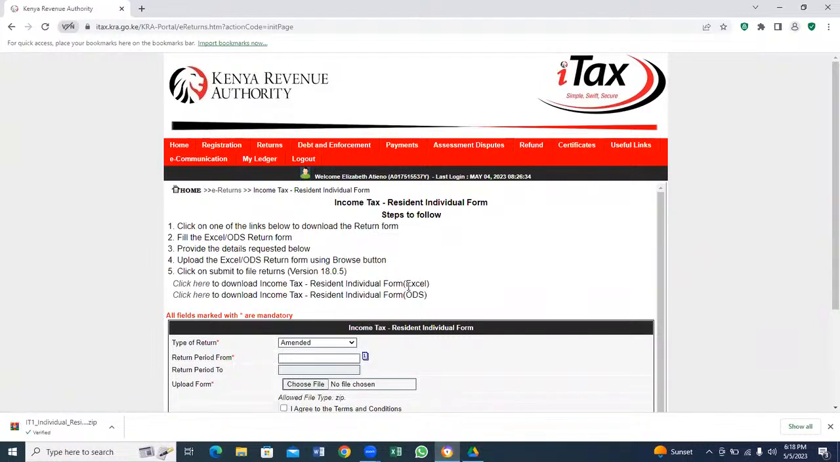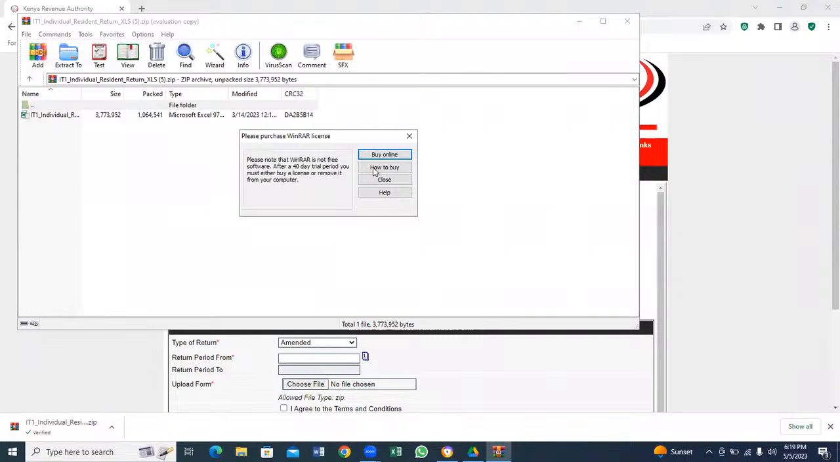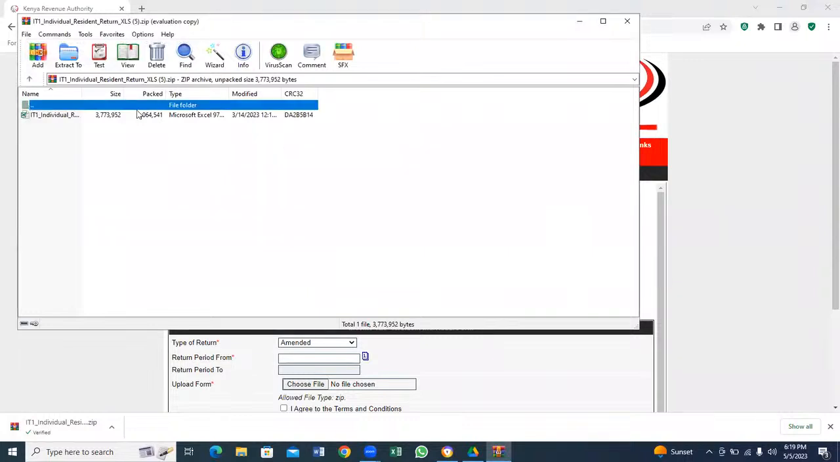Always make sure you download the Excel version. Avoid this ODS. Once it opens, I will click on the zip and double click on the Excel to open the return.